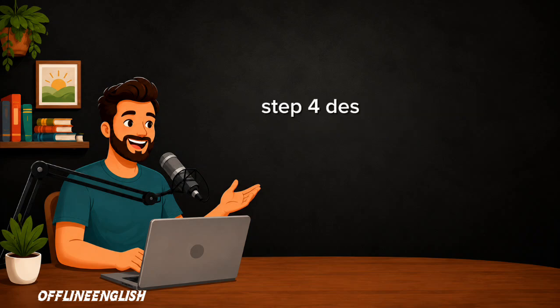Step 4. Describe your surroundings. Explain how describing your surroundings trains your brain to think directly in English.